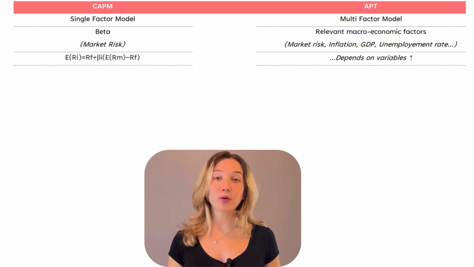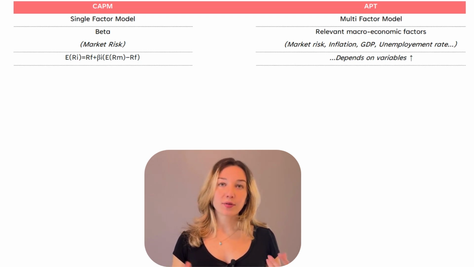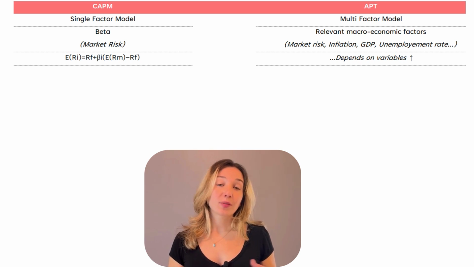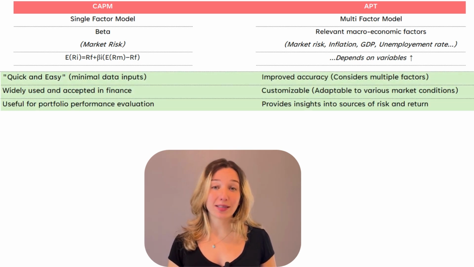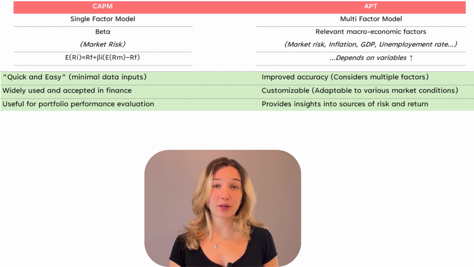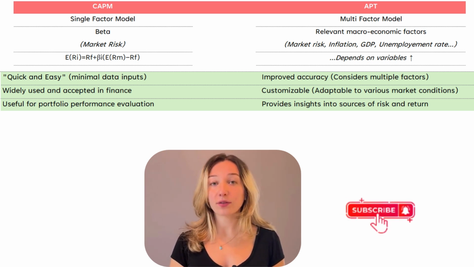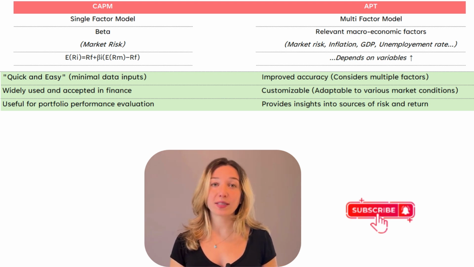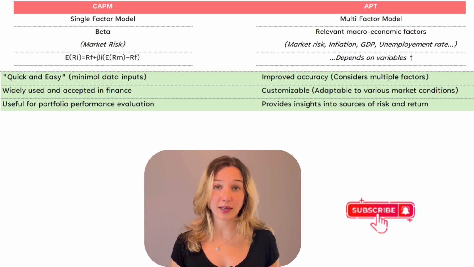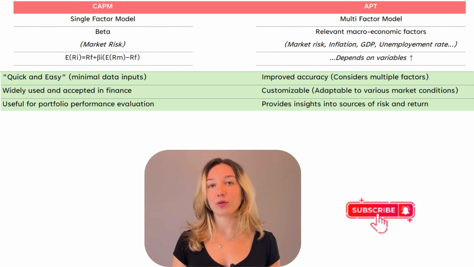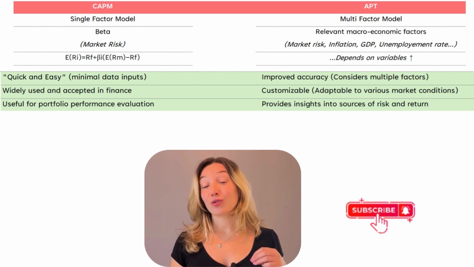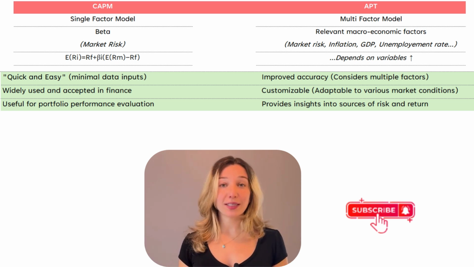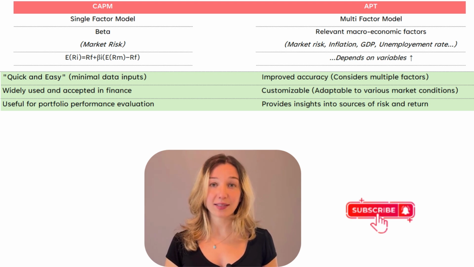All right, let's look at the pros and cons of each model. Let's start with the capital asset pricing model. The pros is that it's quick and easy to apply, as you're only looking at a single factor, which is the market risk. It's widely used and accepted in finance, which means that it's easy to communicate, and it's very useful for portfolio evaluation.